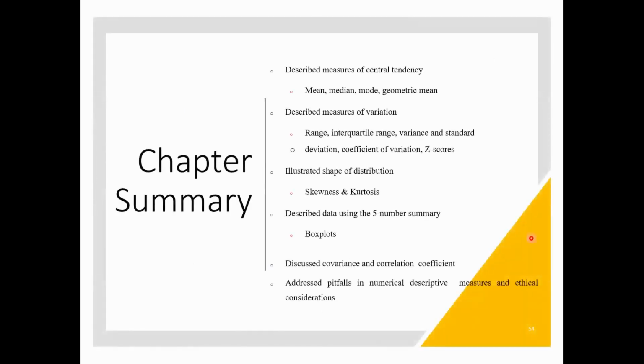So that is it for today. We talked about a lot of things. We talked about central tendency, measures of variation, the distribution, and the 5-number summary. We also talked about covariance and correlation coefficient, right? We talked about a lot of things in this particular chapter. All these things are very important, and I hope that you would go through this video again and try to understand this particular chapter.